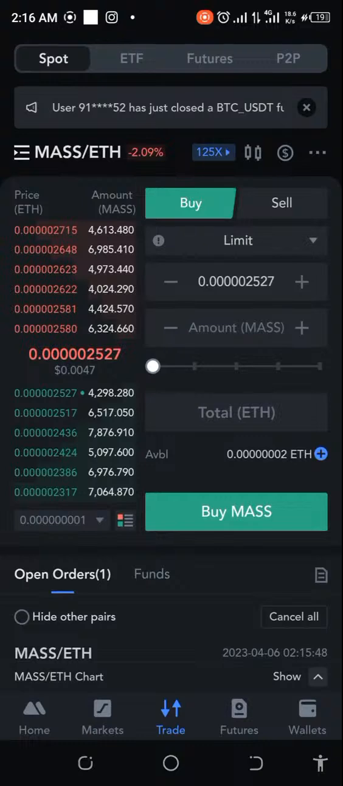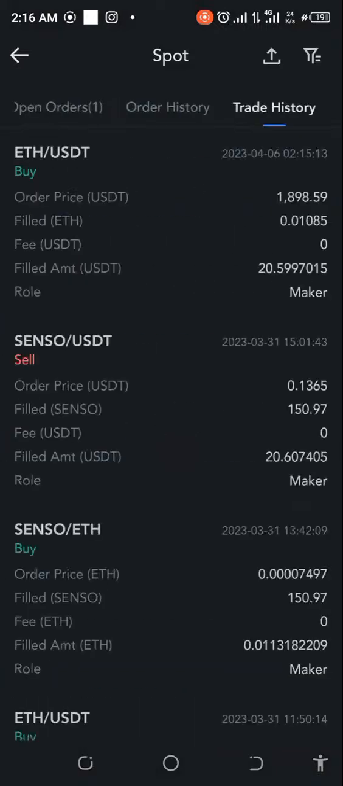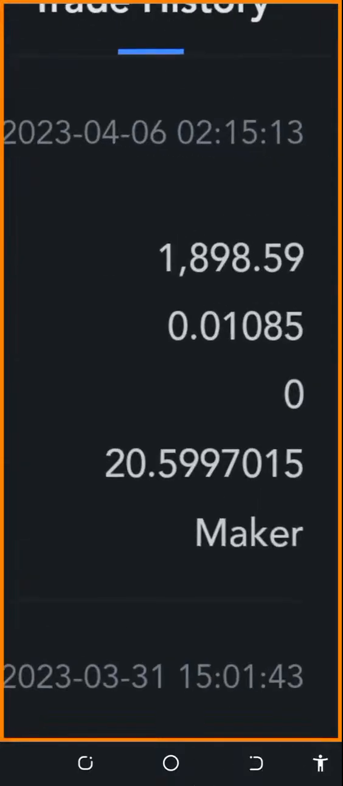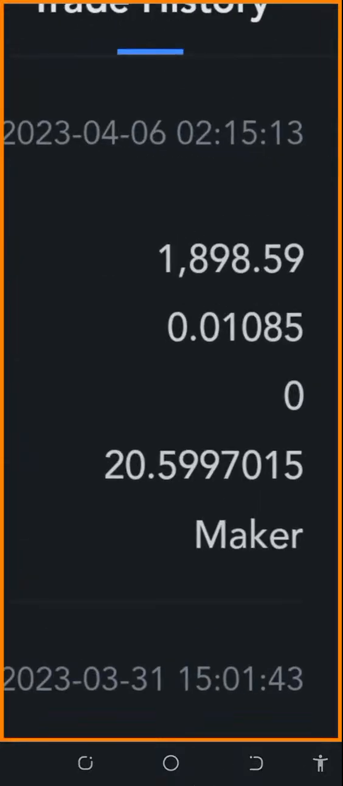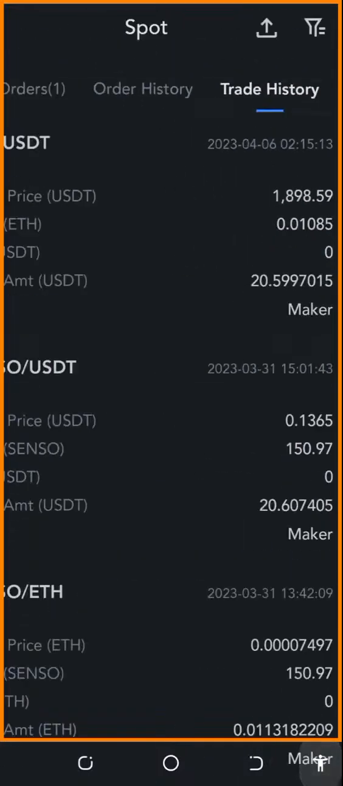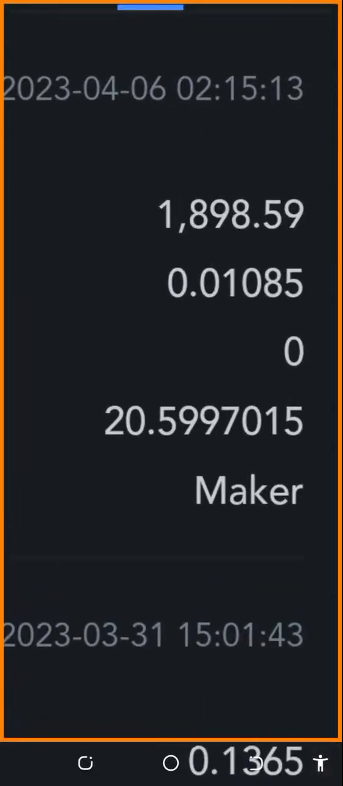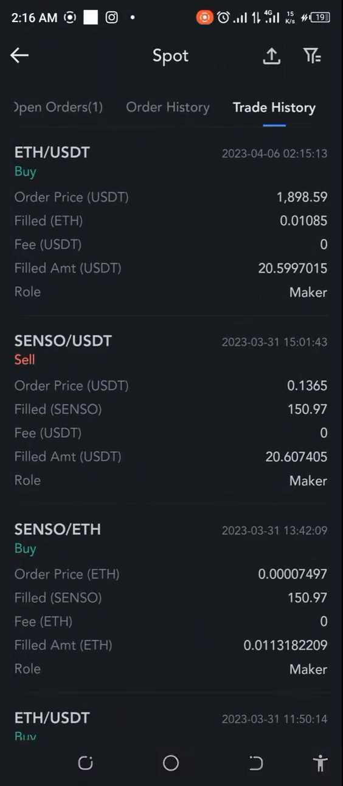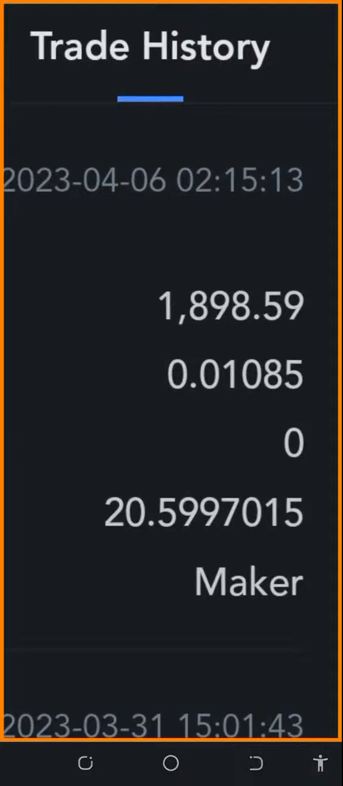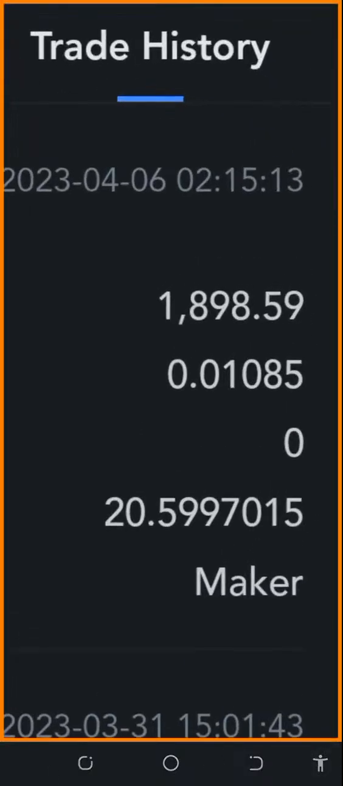Because don't forget, we must always have an escape route. So let's go to the trade history and see how much we bought ETH at, and that's what we're going to use to go ahead with this. So we bought ETH at 1898. Am I sure? Oh, we bought it at what? At what level? Oh, sorry, the order price. Oh yeah, the order price was 1898.54.